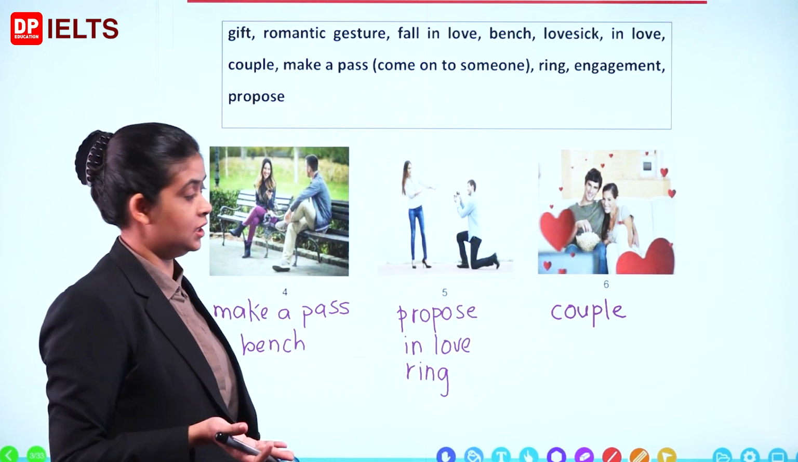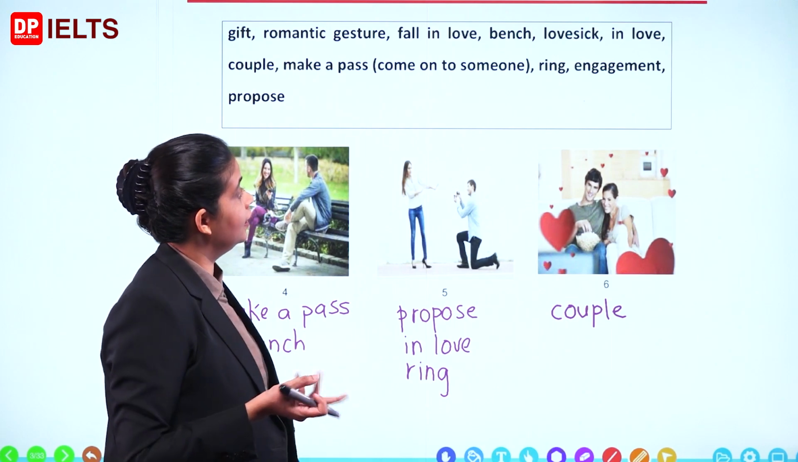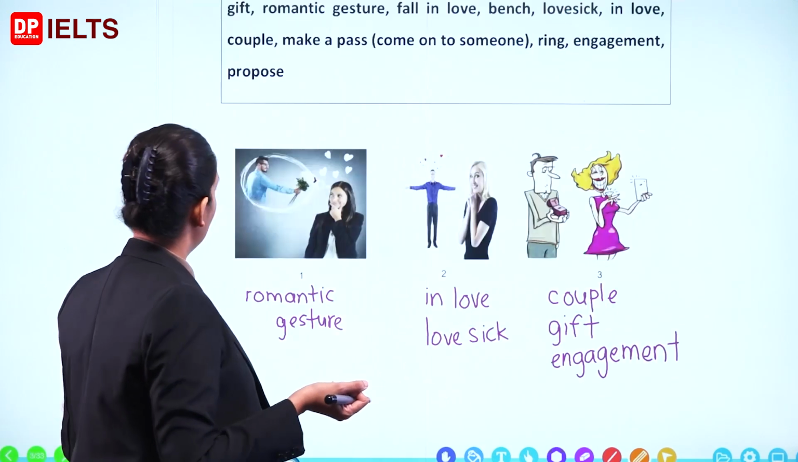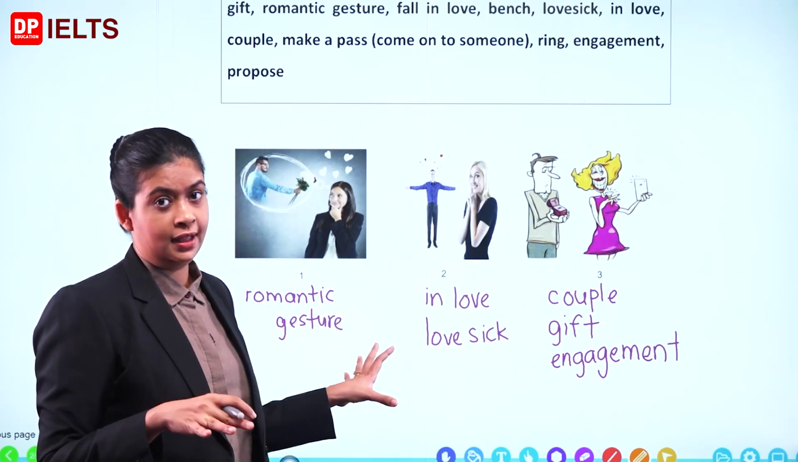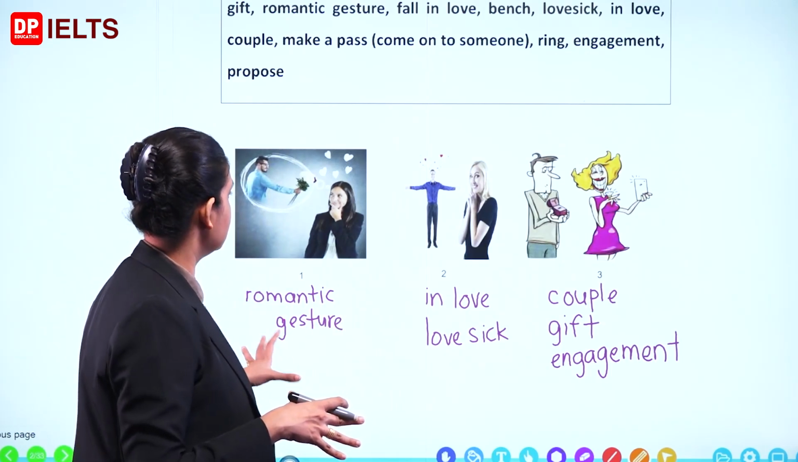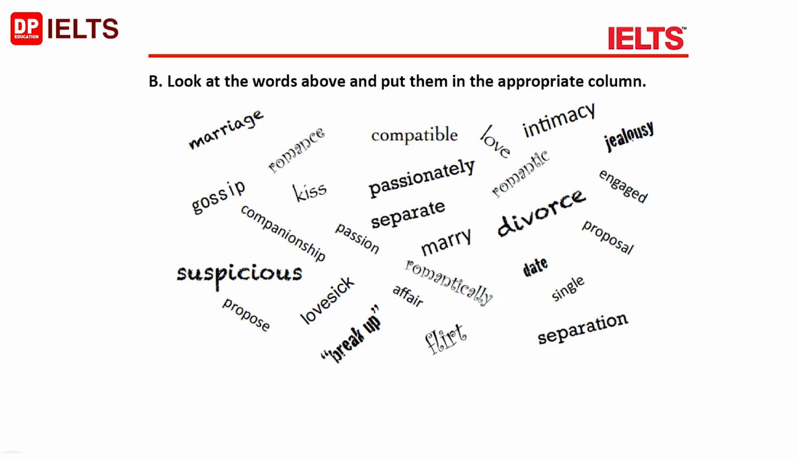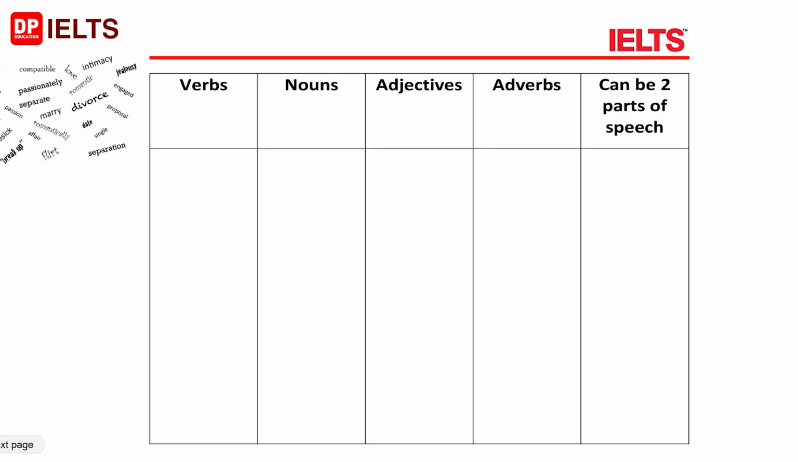අපි ඔක්කොම වචන ටික පාවිච්චි කරලා තියෙන්නේ. So that's fine, okay? මං හිතනවා ඔයගොල්ලෝ ඔක්කොම වචන ටික තේරුම් ගන්න ඇති කියලා with the pictures, right? So let's have a look at question B. Look at the words and put them in the appropriate column. Okay, so මෙතන වචන ටිකක් තියෙනවා. මේ ටික බලලා අපි හරි column එකේ දාන්න ඕනේ.